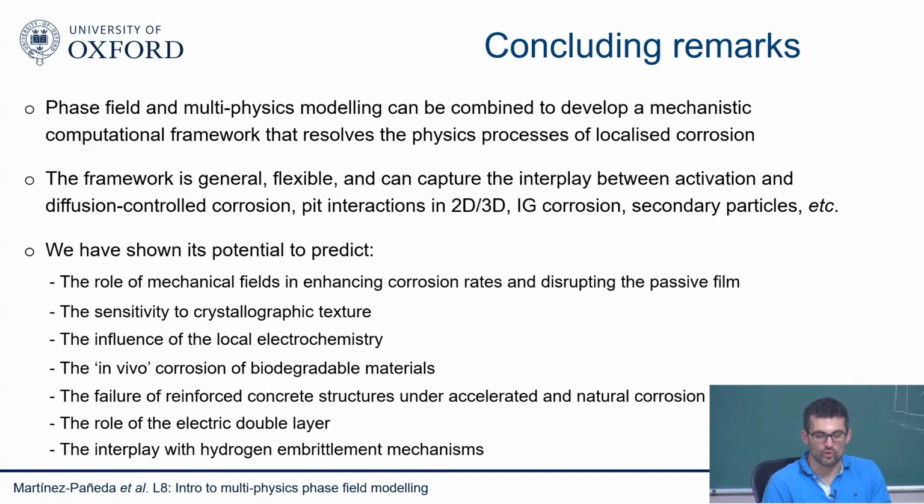The ones that we tried to incorporate, well, first is the role of mechanical fields in both enhancing corrosion rates and disrupting the passive film. There's a sensitivity to microstructure, to crystallographic texture, the influence of the local electrochemistry. We have quite a lot of fun in biocorrosion, this area where we're trying to understand the in vivo corrosion of biodegradable materials. We're also interested in reinforced concrete structures under both accelerated and natural corrosion. We incorporated also the role of the electric double layer, and then finally the interplay with hydrogen embrittlement mechanisms.